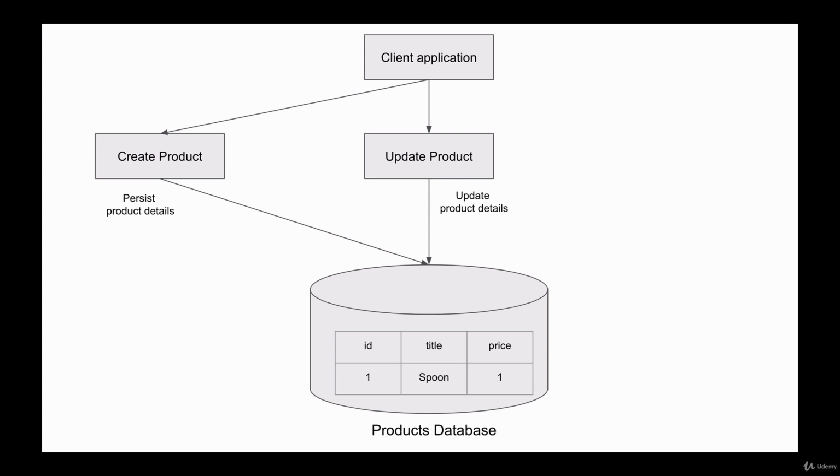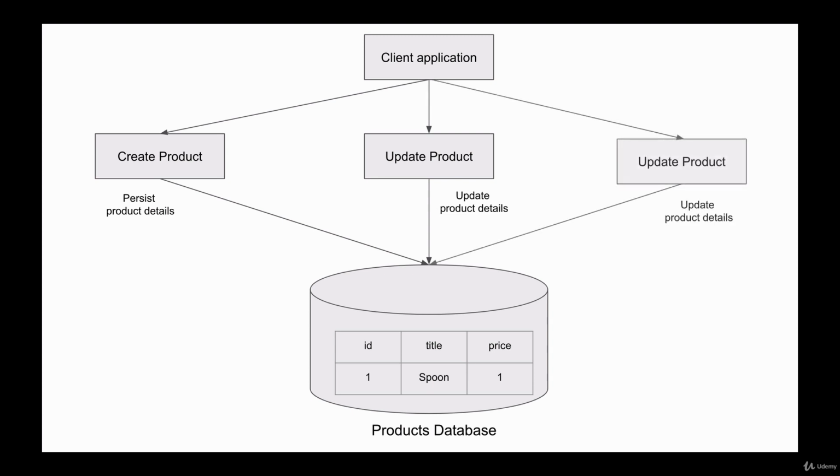And when a client application sends a new request to update product details again, our application will again find the product in the database and will update the existing product with new product details. No new record is created and we simply update an existing record with new product details. No matter how many times we update our product details, in the database we will always keep one single record with the latest state of the product.